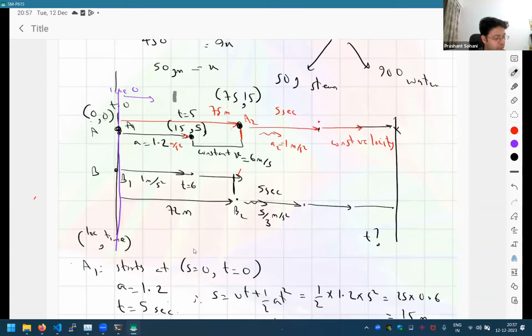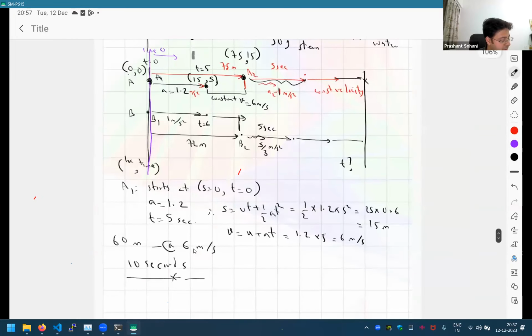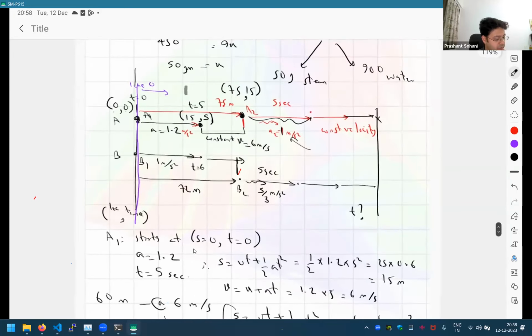So again, we have to plot for A2 that first 1 meter per second square for 5 seconds. So how much is this distance going to be? This question is just repeatedly solving the same equation again and again, the kinematics equation. So for A2, this part is going to be again ut plus half at square. u is 0 because A2 is starting at 0 velocity. So it is going to be half into acceleration into 5 square, right? So that is going to be 25 upon 2 or 12.5.